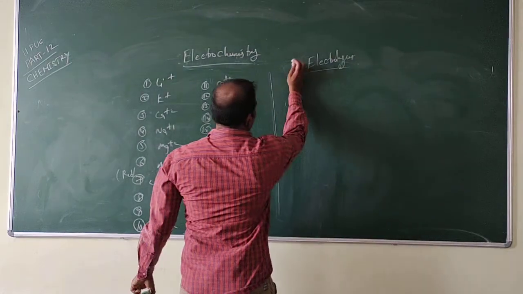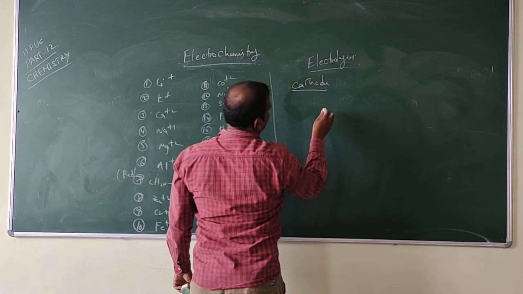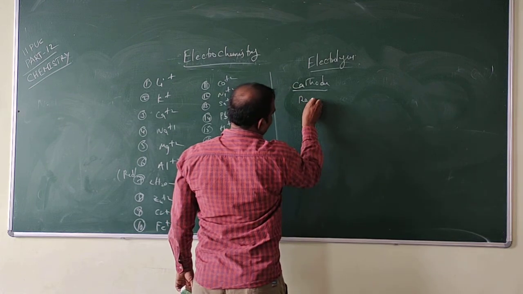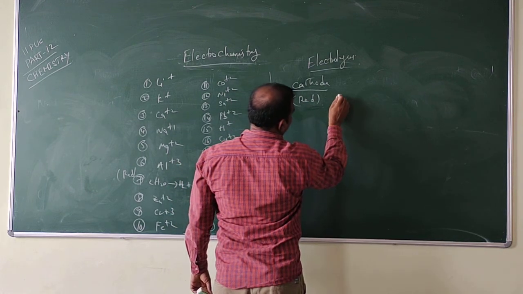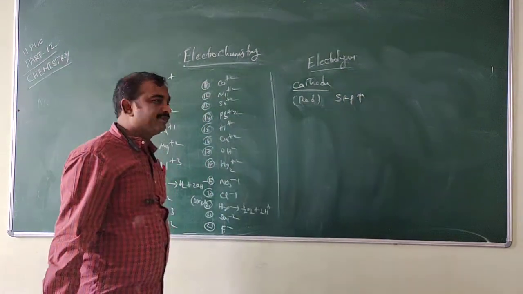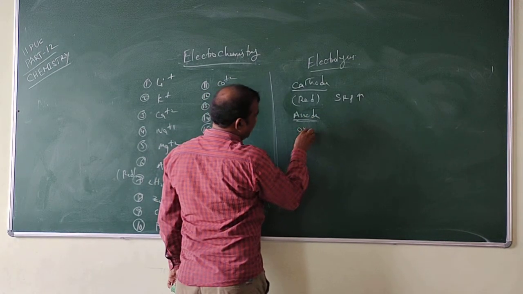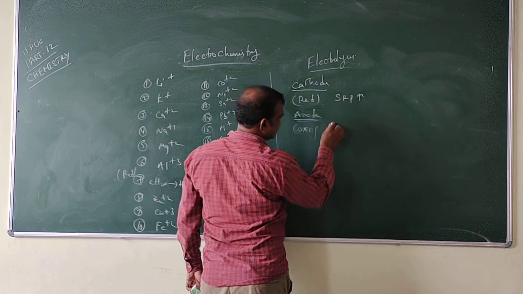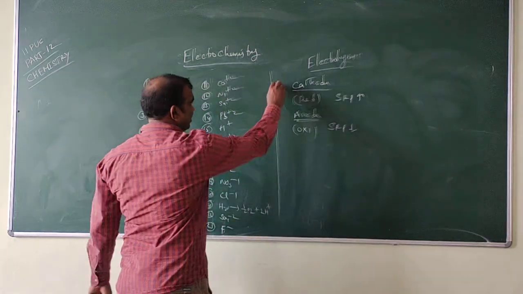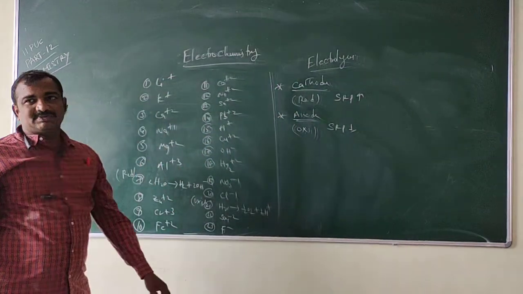Cathode. You remember that at the cathode, reduction takes place, and SRP value is high. And anode, this also you have to remember. At the anode, oxidation takes place. At the anode, we know SRP value is low. Cathode reduction takes place. Anode oxidation takes place.